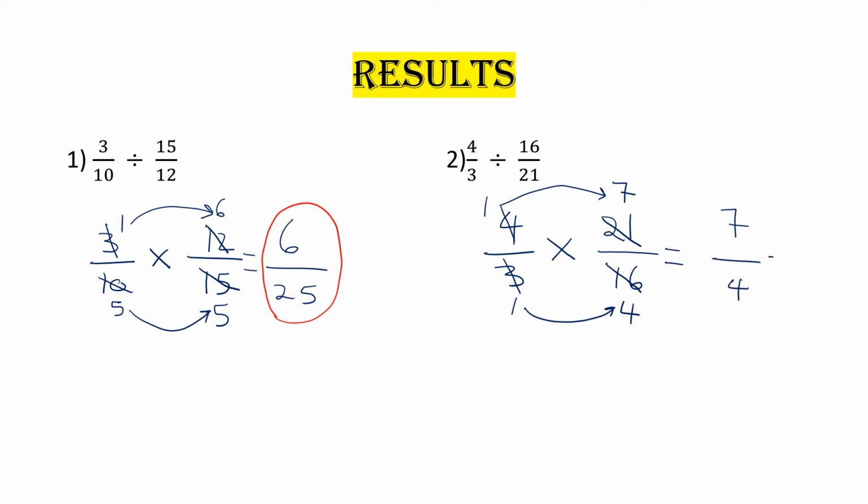And because this is top heavy, we could get a mixed fraction here. So we have 1 and 3 over 4. And notice that's the same thing. So 1 and 3 over 4: 4 times 1 is 4, 4 plus 3 is 7. So that's 7 over 4. Easy does it. That's our answer.